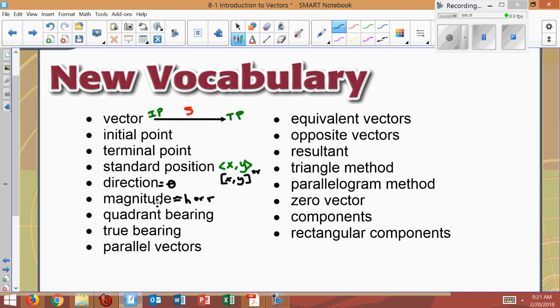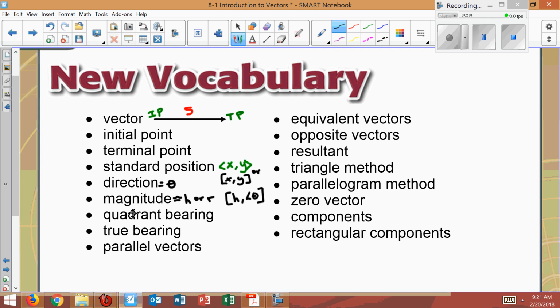All right, so with magnitude and direction, we're going to see these in the same brackets, but x, y is going to be congruent to, we'll find out, h, comma, theta. And when you put the angle in the calculator, it lets the calculator know that you're not giving it an x and y, but you're giving it the hypotenuse and the angle. So we'll use that terminology as well.